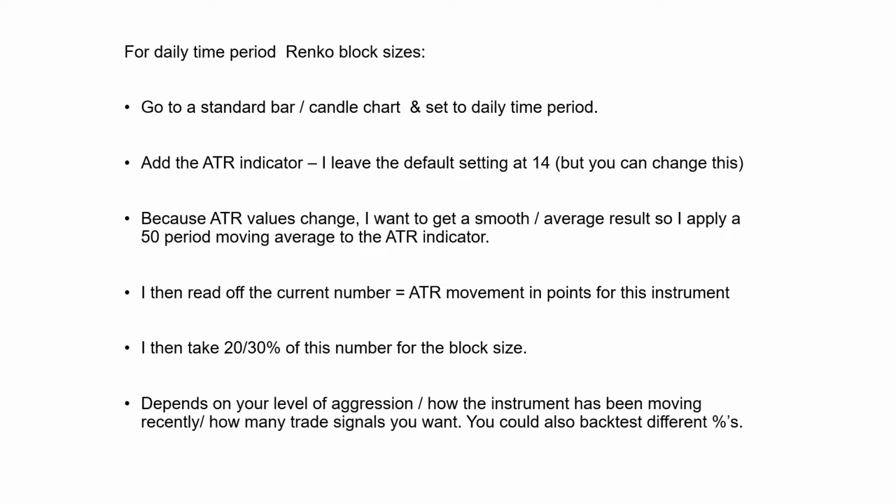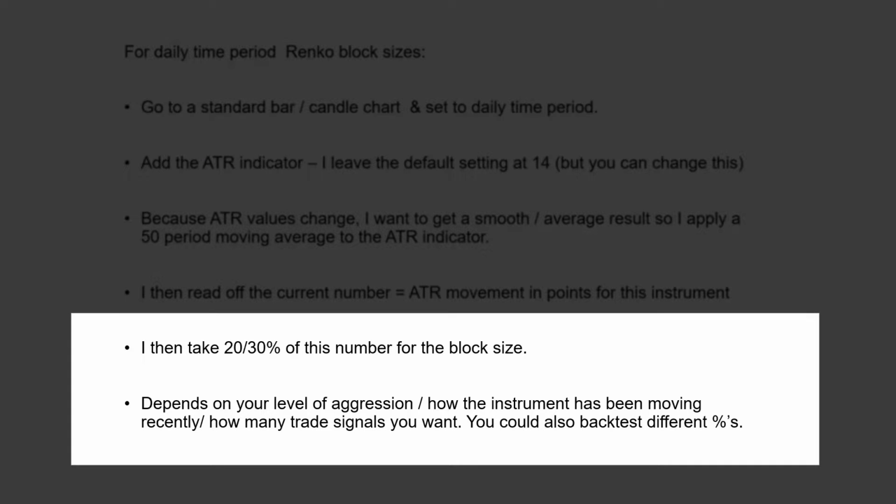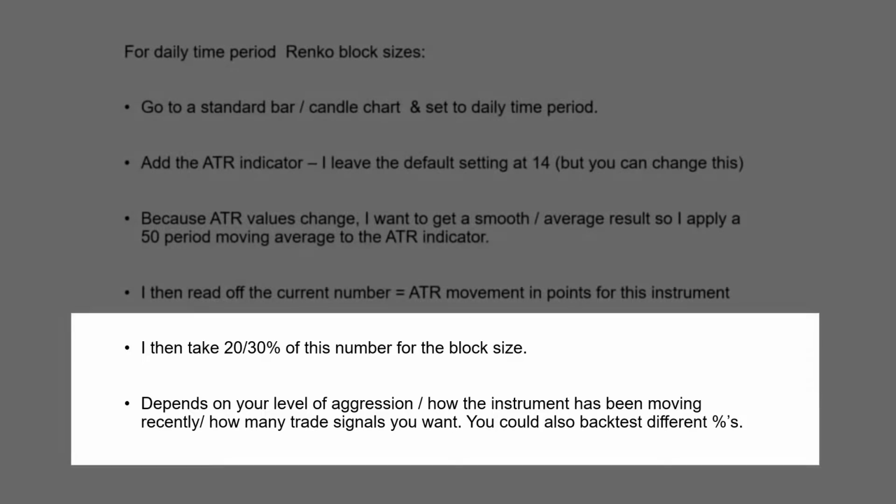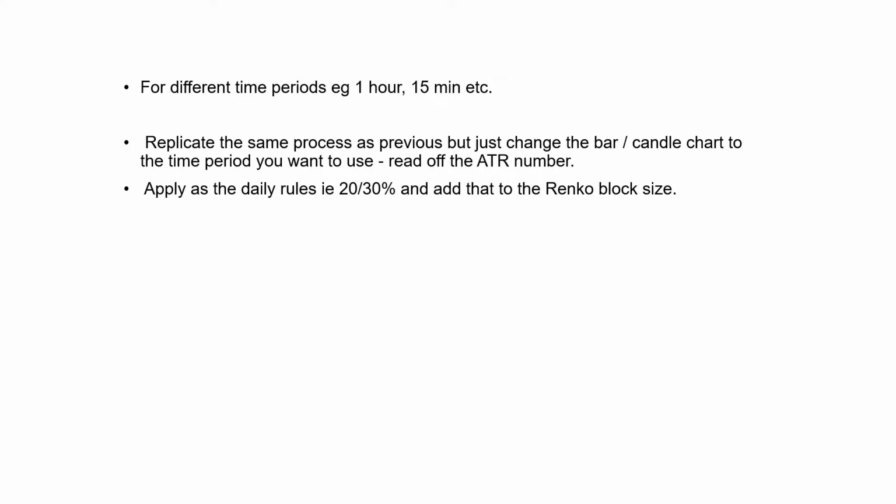So let's take a look at the actual method that I use. For a daily time period Renko block size, this is what I do. I go to the standard candle bar chart first and add the ATR indicator on. I leave it at 14 periods, and I want to smooth that out, so I take the 50 period. I then read off the ATR number, but the really crucial point that I've highlighted here is that I then take 20 to 30% of this number to create the block size. This gives me the action I want, but not so much that it chops me out.